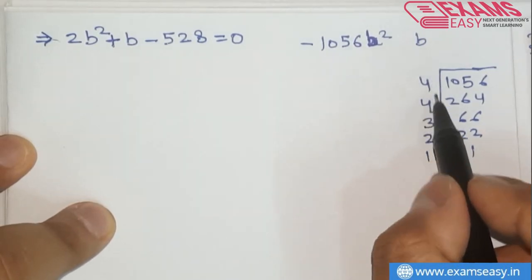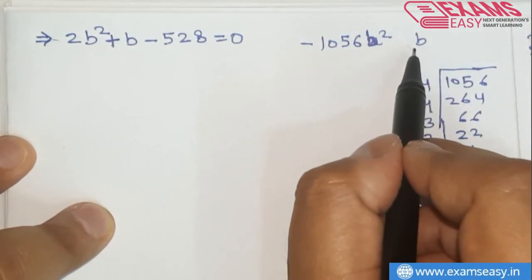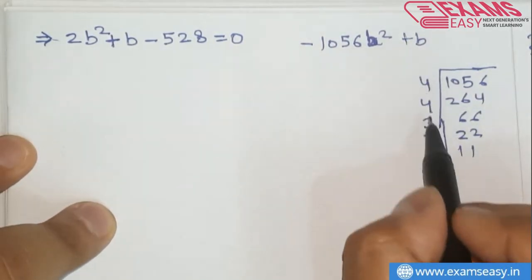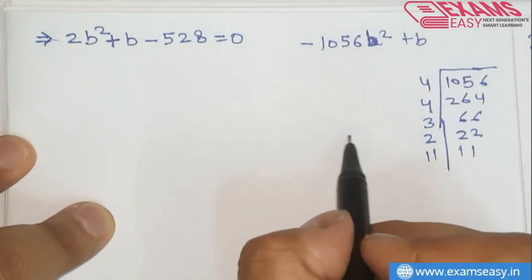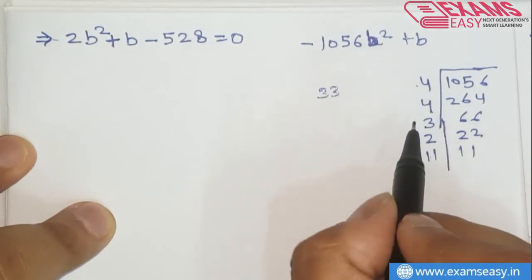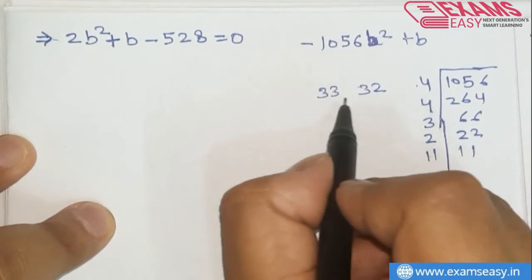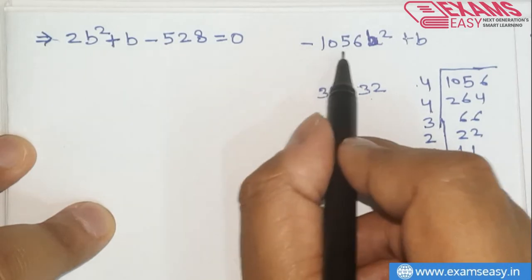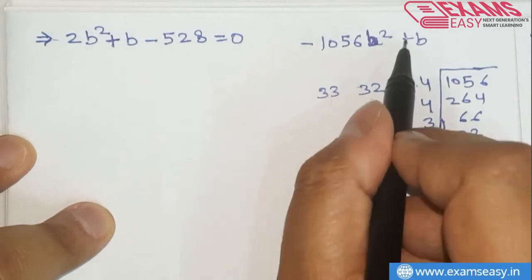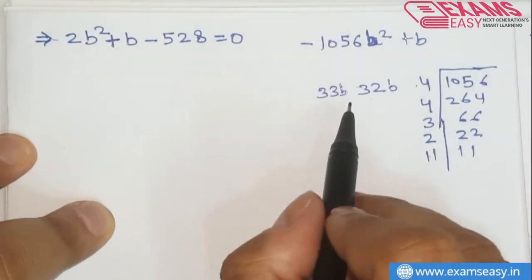So we have to get 2 numbers whose product will yield this one, and if we subtract them, then we get only B. So let us see what the possible combinations are. 11 into 3 is 33, 4 into 4 is 16, into 2 is 32. So this is one combination. If we multiply these two, then definitely we will get this, and if we subtract 33 and 32, then we will get only one B. So this one is perfect, so we can use these factors.